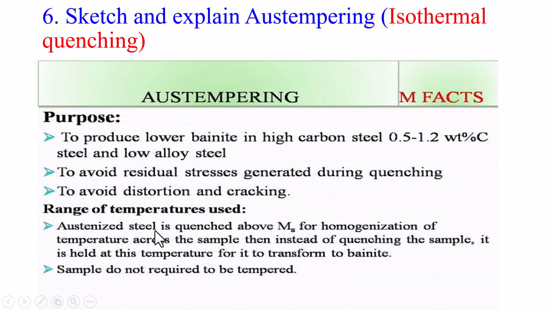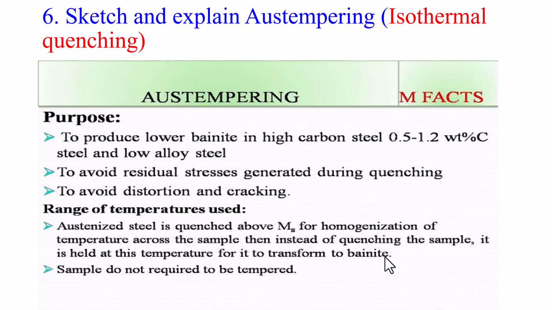Range of temperature used: austenitized steel is considered. We are taking the austenitized steel, increasing the temperature to the austenitizing stage, then quenching in a particular manner. Quenched above Ms, where Ms indicates martensite start formation. On quenching, we will get martensite. Martensite formation starts at a particular temperature, nearly 250 degrees Celsius. That is Ms. From the figure, you can identify Ms. For homogenization of the temperature across the sample, then instead of quenching the sample, it is held at this temperature for it to transform to bainite.